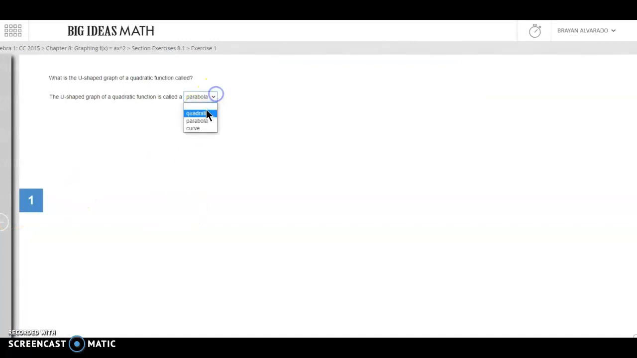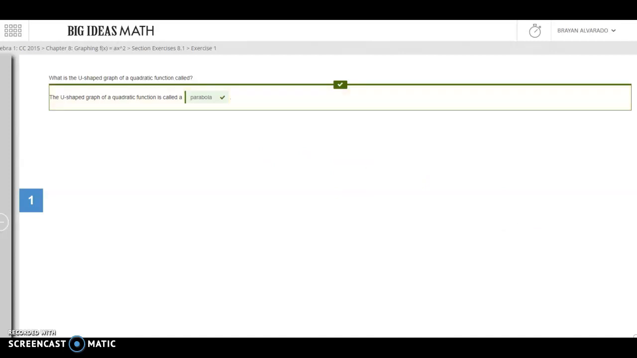All right. First off, on question number one, it says, what is the U-shaped graph of a quadratic function called? And you've got a drop-down box with three options: quadratic, parabola, or curve. Now, the name of the function is called a quadratic function, and the graph does make a curve, but the curve itself is called a parabola. And hopefully you wrote that in your notes. I'll do the check answer thing. It's a good habit to do, and it's correct, so I'm going to move on.